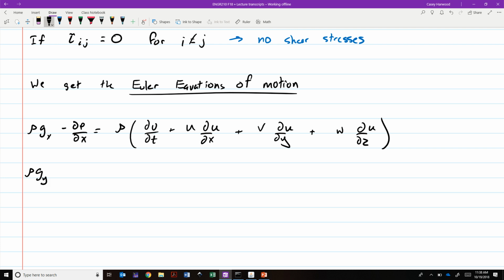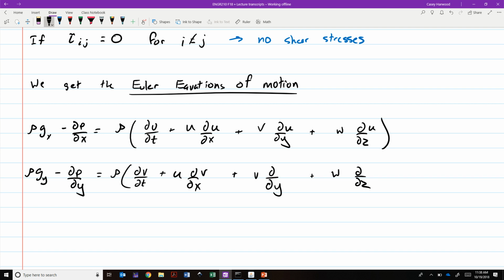Rho g_y minus dp/dy is equal to rho times dv/dt plus u d/dx plus v d/dy plus w d/dz of v. And rho g_z.